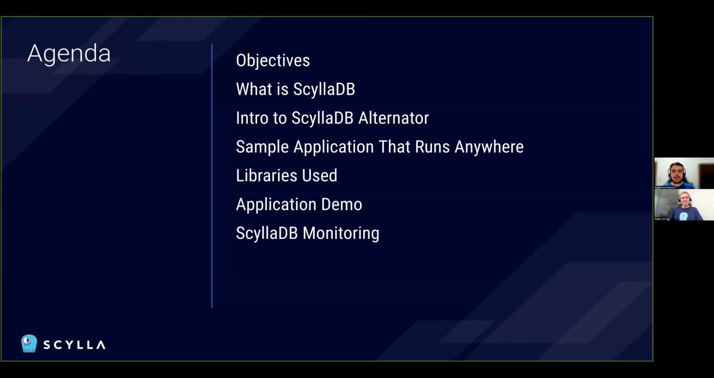So for today's agenda, we'll cover the objectives of what we're trying to achieve during this presentation, what is ScyllaDB and an introduction to ScyllaDB Alternator. We'll review a sample application that can run anywhere. We will list the libraries used and talk about them, and then do an application demo and live demo for the application code. And then we'll look into ScyllaDB monitoring's insights.